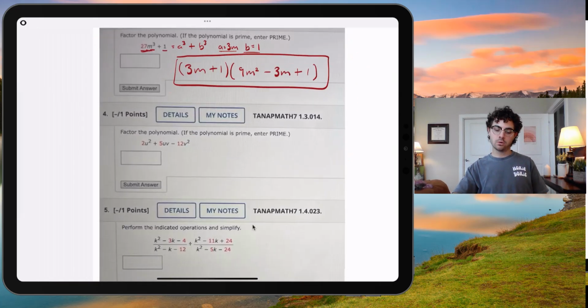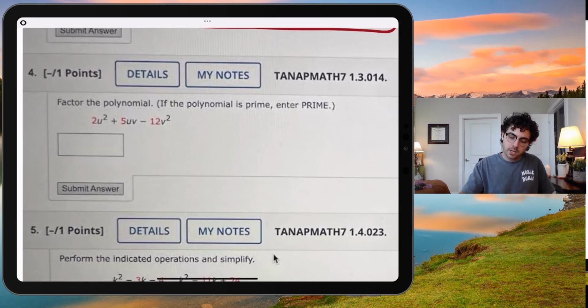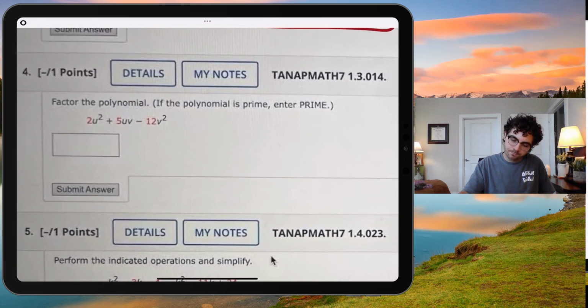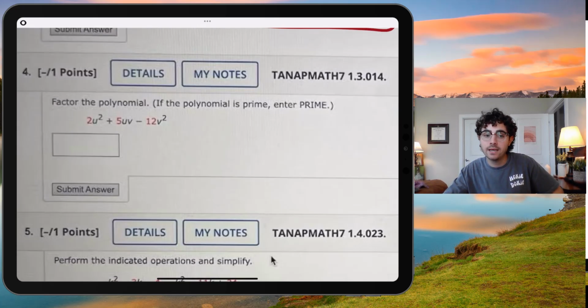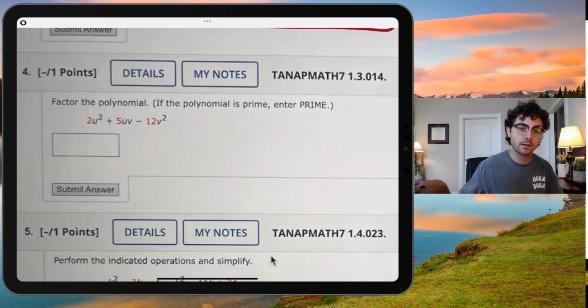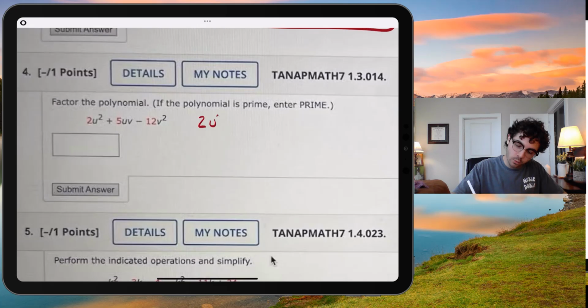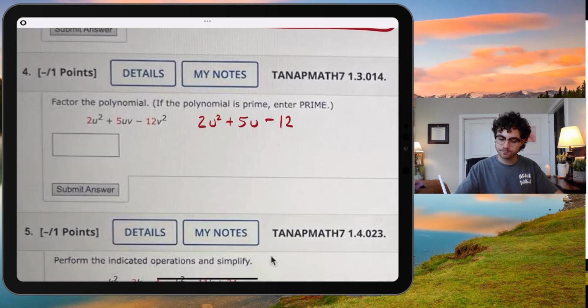Okay, number 4. Factor the polynomial. If it's prime, enter prime. First thing to check for every time is for a GCF. If you can find a GCF, a greatest common factor, that you can pull out of all three terms, then do that. But in this case, we cannot. So we want to treat this as if it were just basically a 2u squared plus 5u minus 12. And then we can kind of just bring the v's into the mix towards the end here.